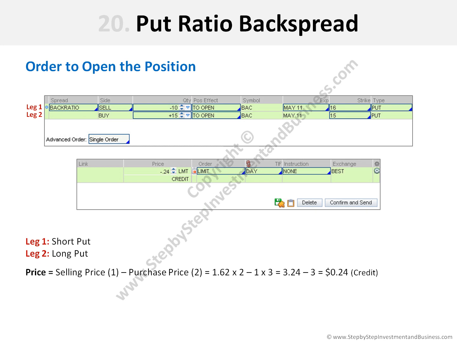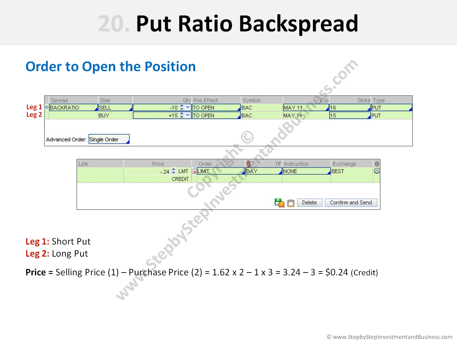Here we can see the order we must enter to open the position. It is an order with two legs. Leg number 1 corresponds to the short put and consists of selling 10 Bank of America puts with a strike price of $16 and expiration in May 2011. Leg number 2 corresponds to the long put and consists of buying 15 puts with a strike price of $15 and same expiration date.